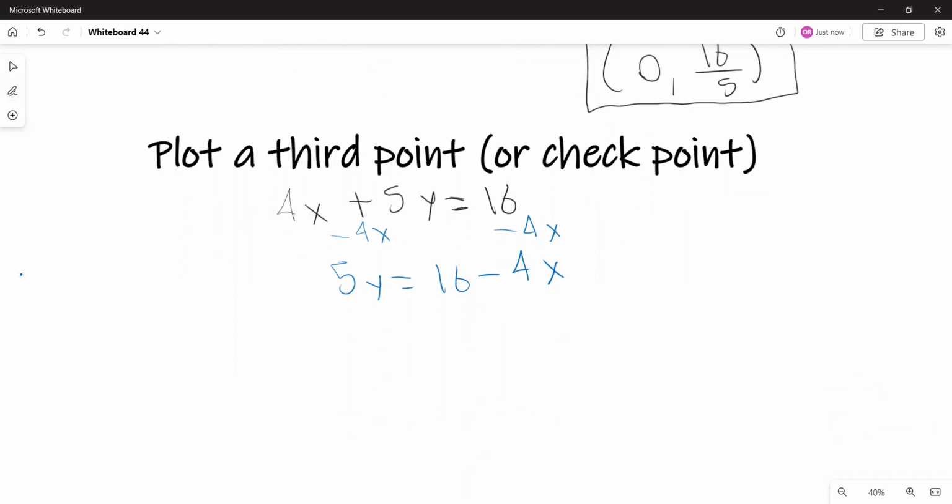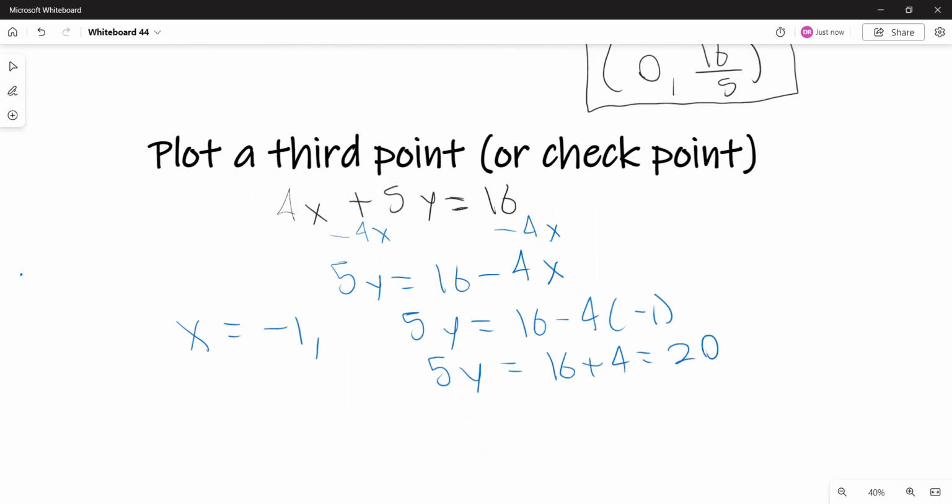We can let x be -1. So 5y equals 16 minus 4 times -1. This is 16 plus 4 equals 20. Divide both sides by 5, and y is 4. So the third point is going to be -1, 4. And we have 3 points.